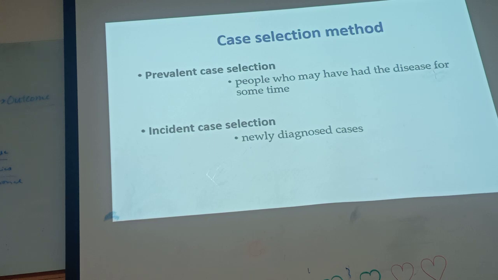In terms of selection method, there are two methods for selection of cases: prevalent case selection and incident case selection. In prevalent case selection, the cases are selected from the people who have had the disease for a while. But in incident case selection, we include only newly diagnosed cases. How? Please look at this schematic figure.